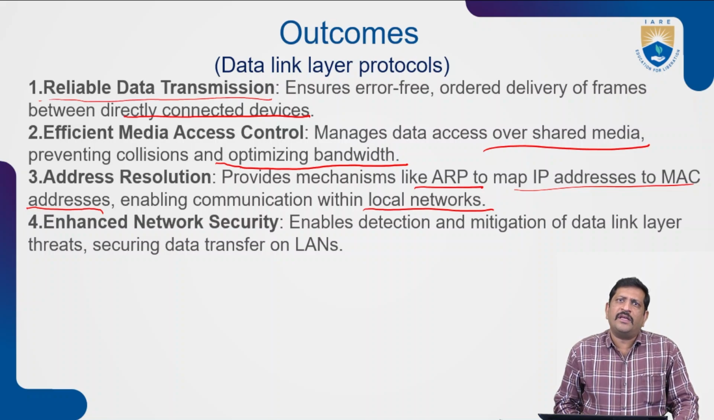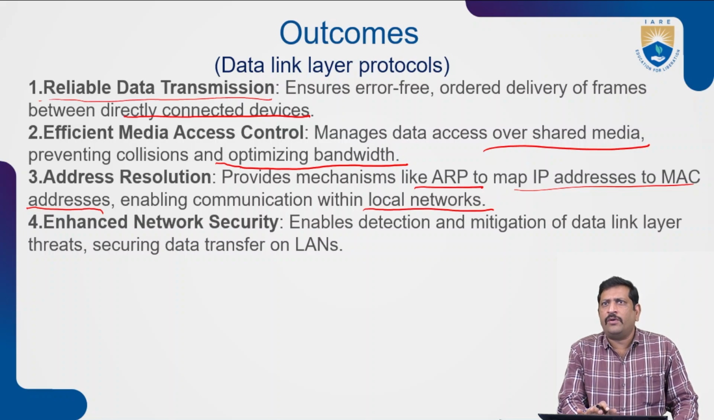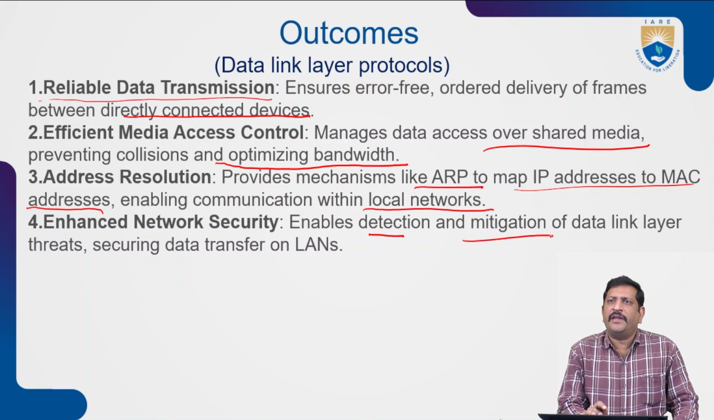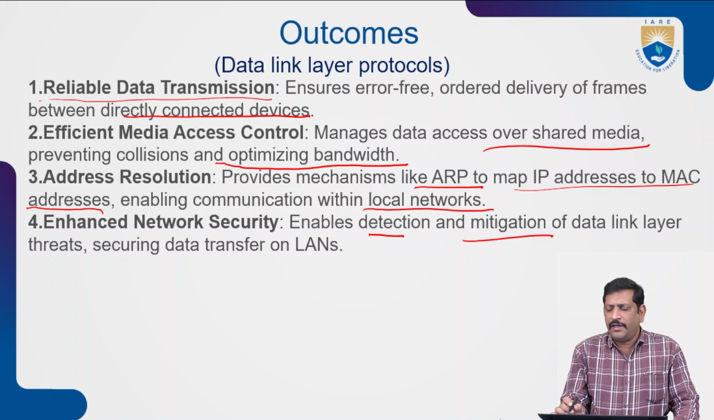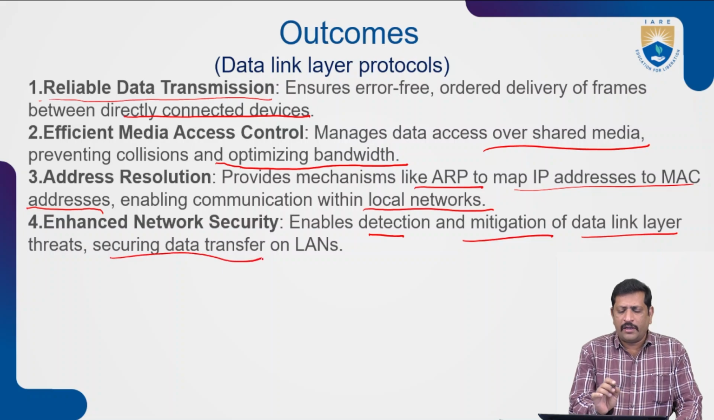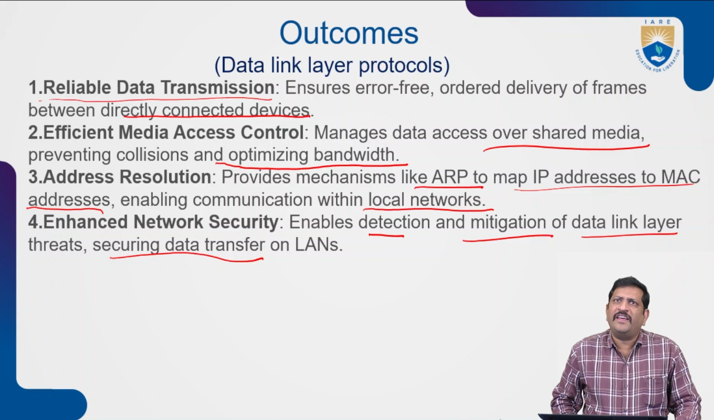The next outcome is enhanced network security. With the help of the data link layer protocol, threats over the data link layer are detected and mitigated. By mitigating the threats over the data link layer, high security is provided for whatever data we are transferring over the network. So these are all the outcomes of the data link layer protocols.